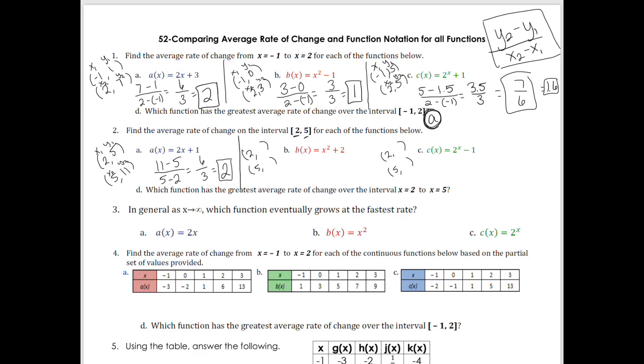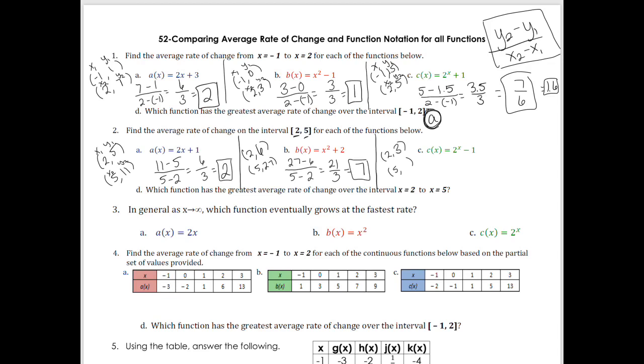Let's do part B for number 2. 2, 6 is 1 point, and 5, 27. All right. So y2 is 27 minus y1 is 6 over x2, 5 minus 2. So 5 minus 2 is 3. 27 minus 6 is 21. And 21 divided by 3 is 7.